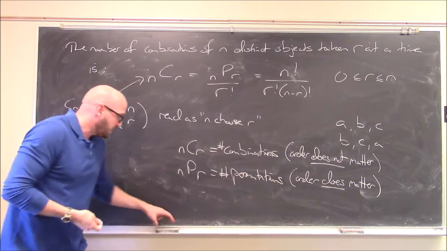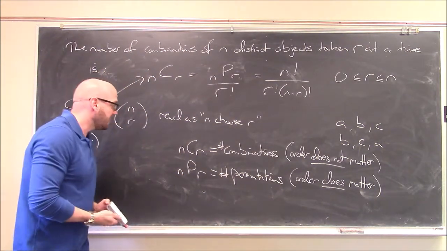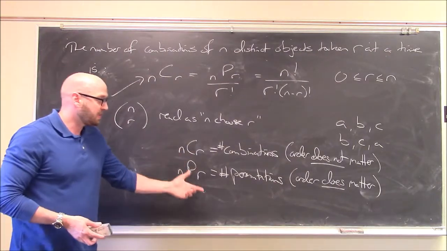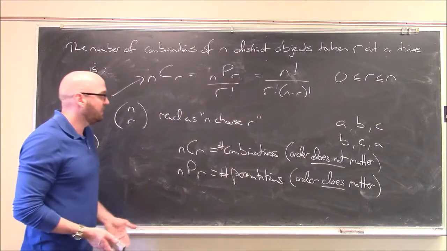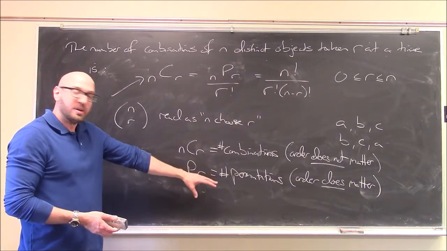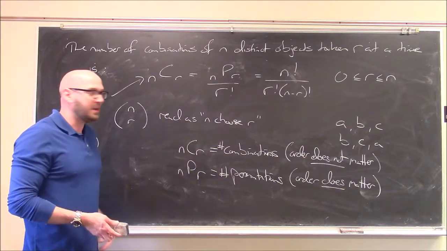Alright, so when you're asking yourself in these problems, which one should I be using? Am I counting the number of permutations or combinations? Ask yourself if the order matters. If it does, then you're counting permutations. If it doesn't, then it's combinations.